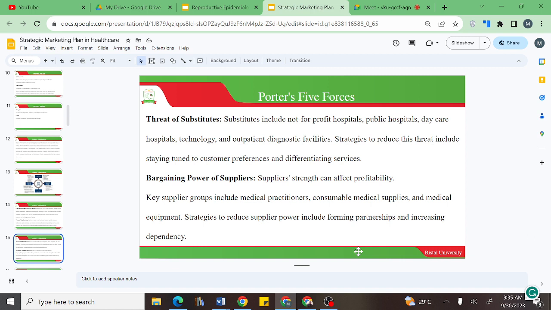So we move to what we call the bargaining power of suppliers. This is an element in our context that has to do with the supply chain processes that we have in the country. Most of the medical supplies that we have are actually imported. Some countries in Africa can make some of their medical supplies.